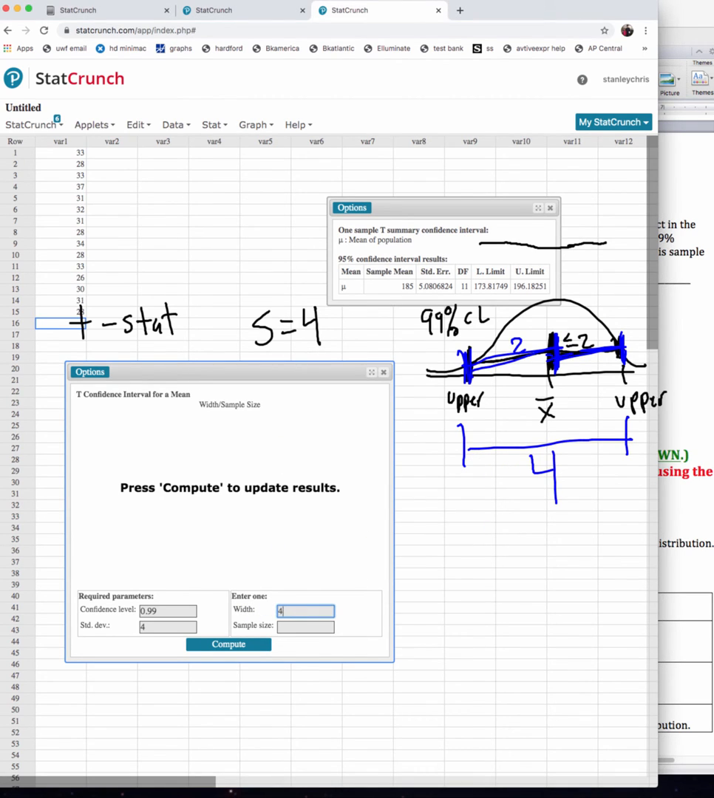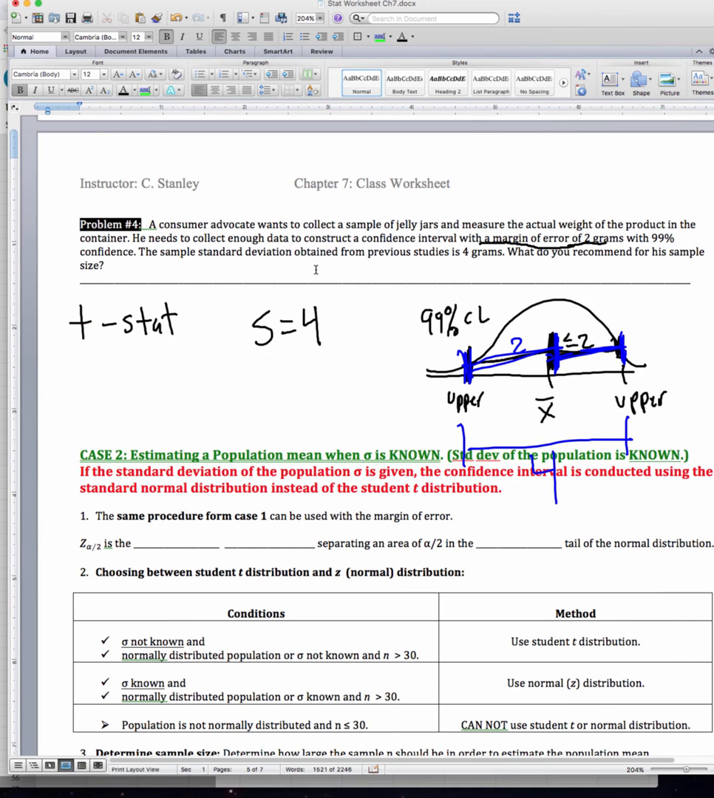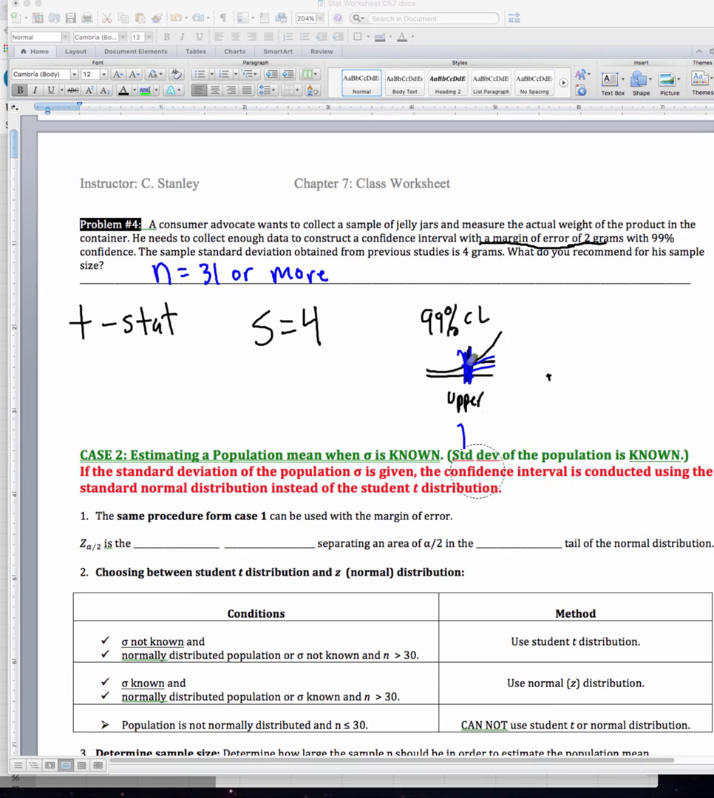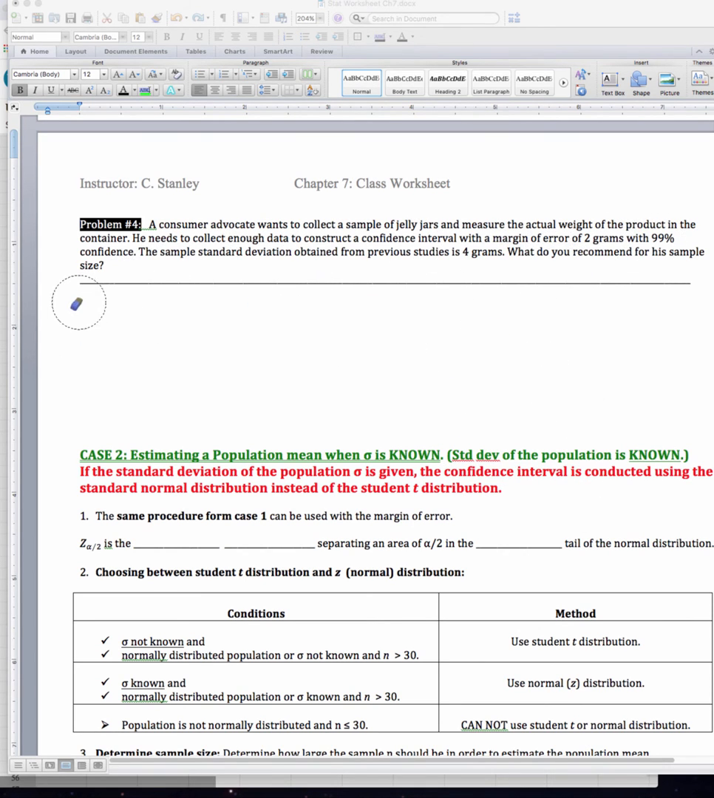These two 4s here, the 4 in the width and the 4 in the standard deviation, are just the same because it's a coincidence. So you hit compute and it gives you the recommended sample size of 31. So when you give this recommendation, you'd say n equals 31, or you could even do more. 31 is just the lowest you're allowed to take. Okay? Alright. Now in class I didn't go over the second part, but I'm going to go ahead and go over it now.